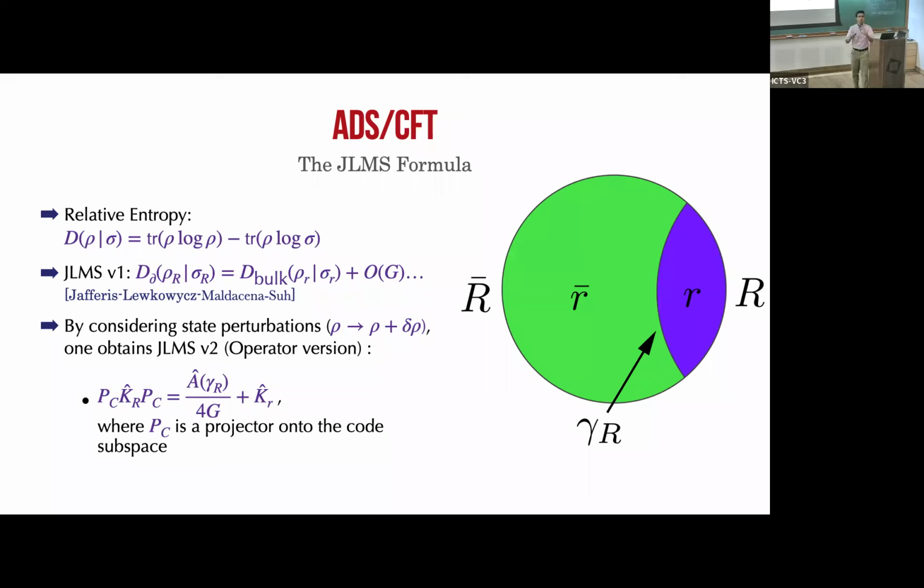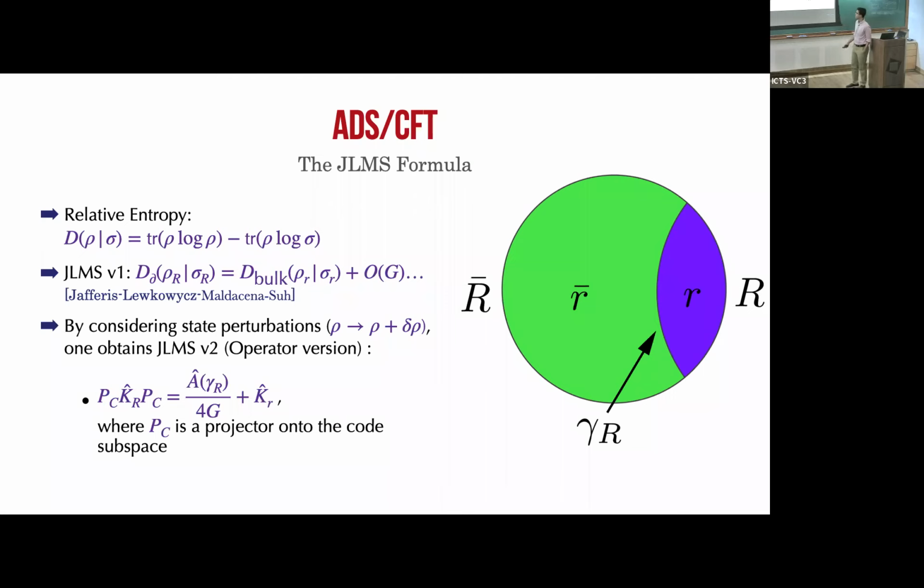So it's projecting onto what you can think of as the low energy effective field theory Hilbert space, but now encoded on the boundary side. This operator, which you can think of as some projected version of the modular Hamiltonian, is equal to A over 4G, where A is the area. I'm interpreting this as an operator which evaluates the area of the extremal surface gamma_r, plus the modular Hamiltonian of this blue region little r. Okay, that's a more useful version of their formula for our purposes.